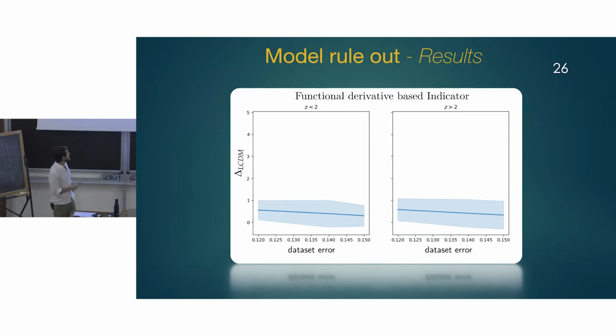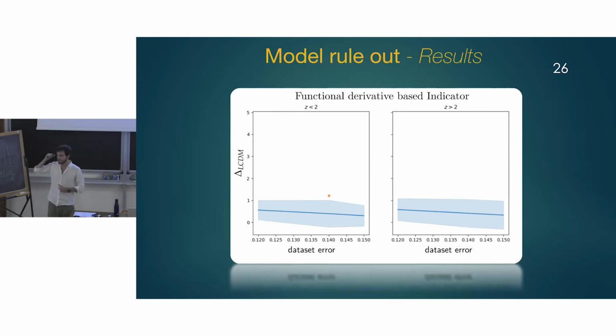Another important thing: this is the part where z is less than 2. We evaluate up to 2 and plot the average here with the standard deviation. Then this is the same from 2 to the end of our redshift distribution, and again it's around 0 and 1. So even in that region, you cannot rule out lambda CDM. I think each point is the result of 90 simulations, 30 per omega m.